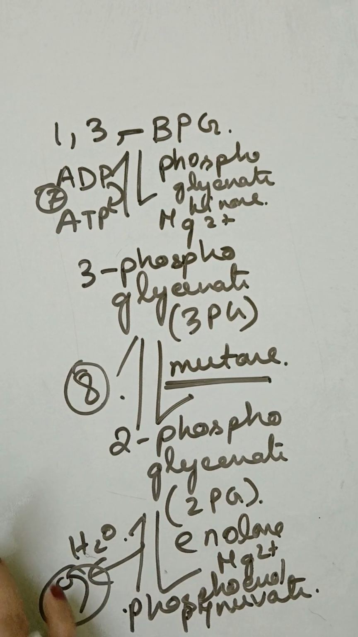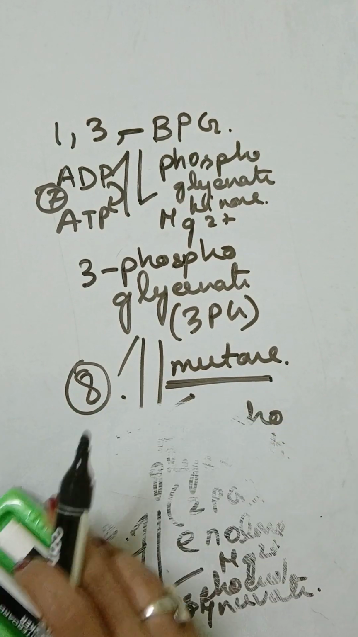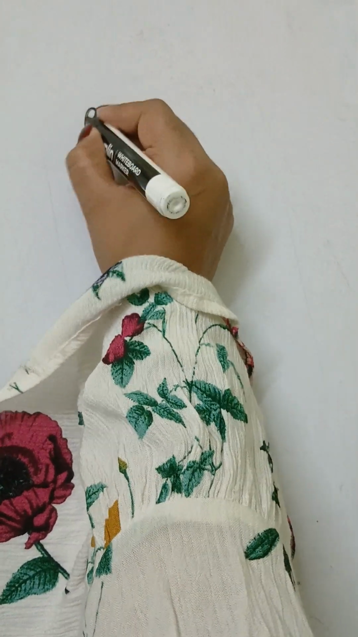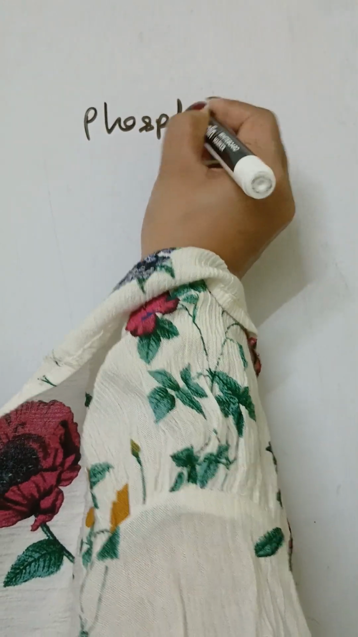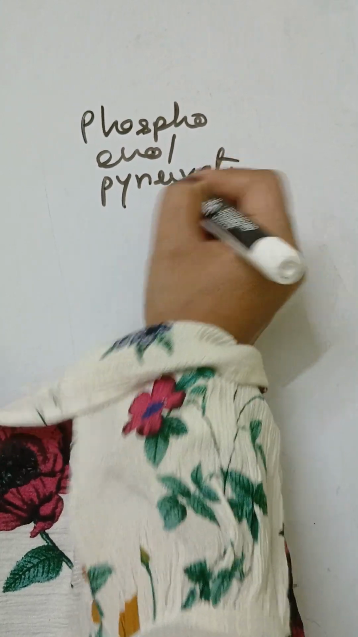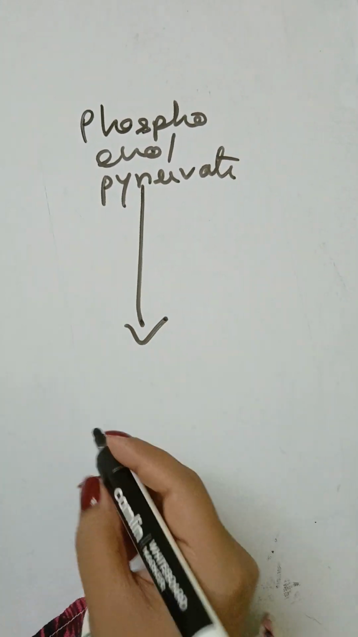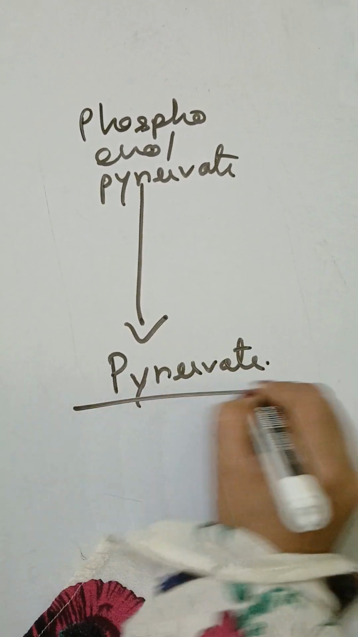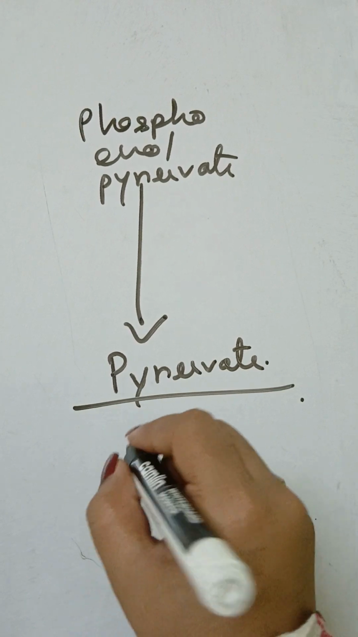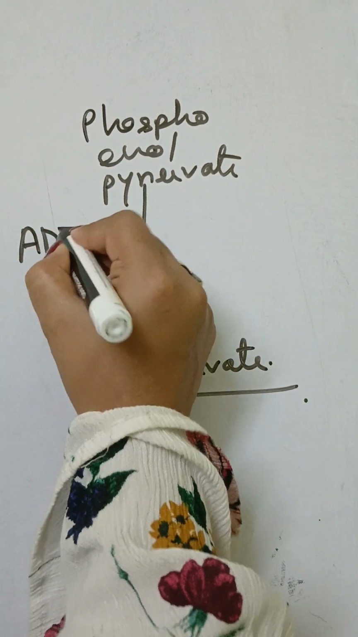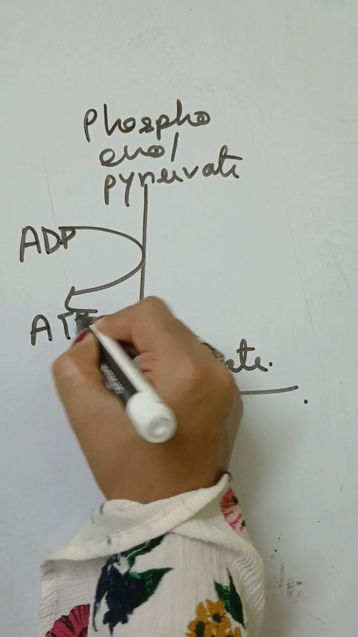Now the 10th reaction is the final step. From phosphoenolpyruvate, finally 2 units of pyruvic acid will be produced. It's not a reversible reaction. It will give rise to finally the pyruvate, which is the ultimate final product of glycolysis. And in this final step, again 1 ATP will be produced.